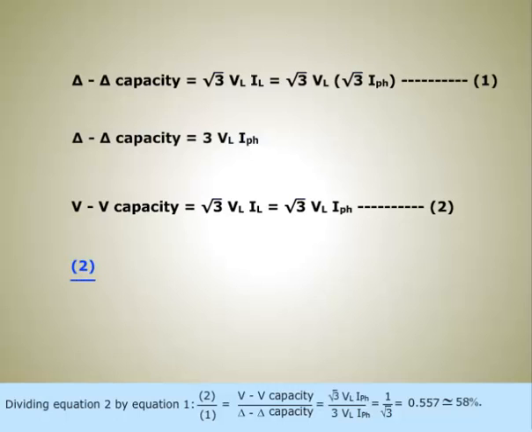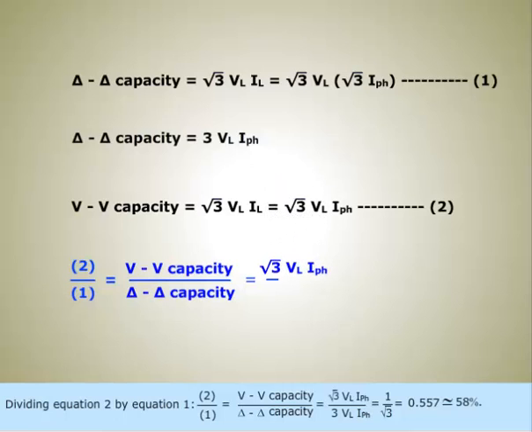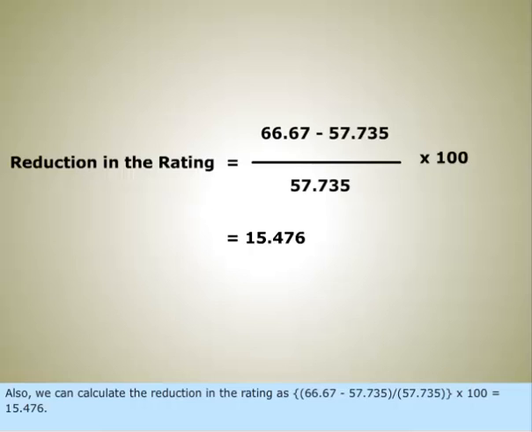Dividing equation 2 by equation 1, 2 over 1 equals V to V capacity over delta to delta capacity equals root 3 V_L I_ph over 3 V_L I_ph equals 1 over root 3 equals 0.577, roughly equivalent to 58%. Also, we can calculate the reduction in the rating as (66.67 minus 57.735) divided by 57.735 times 100 equals 15.476.